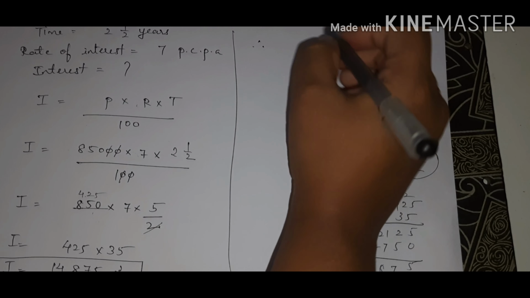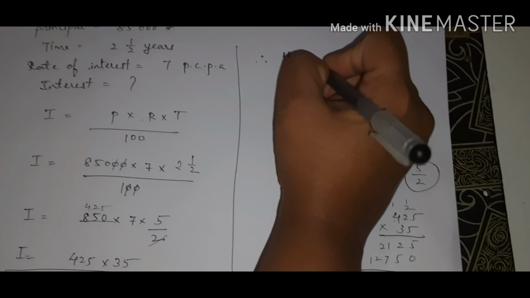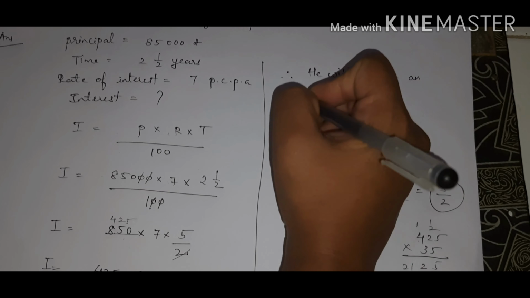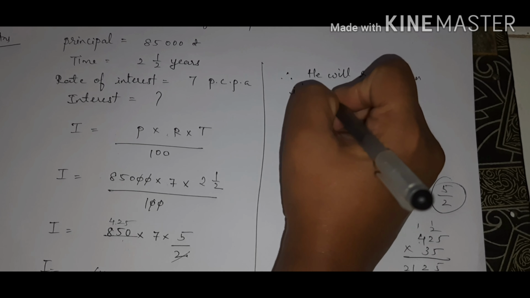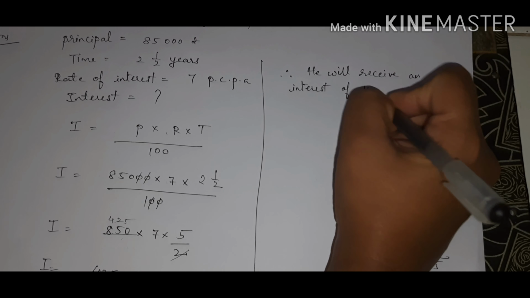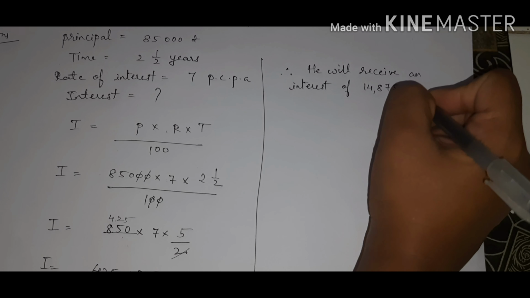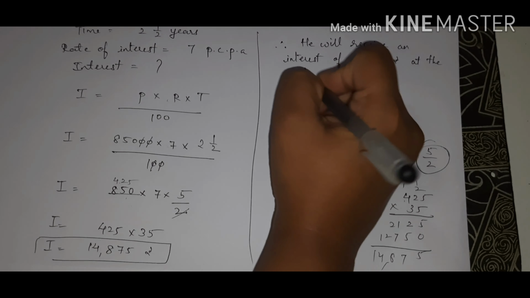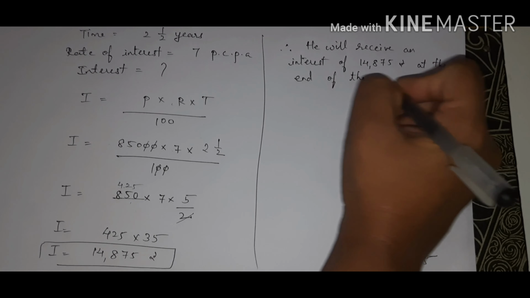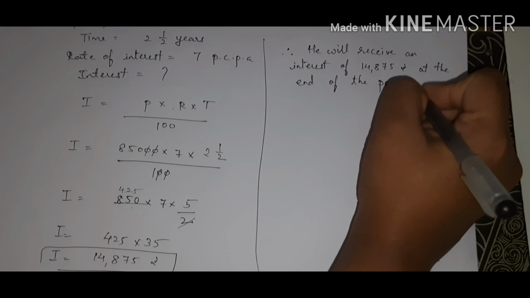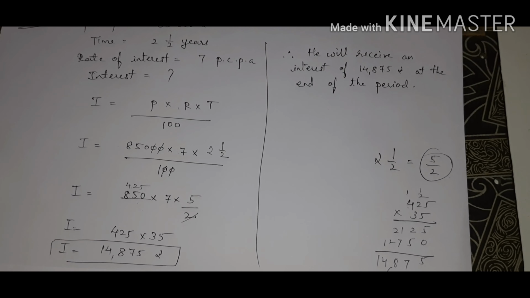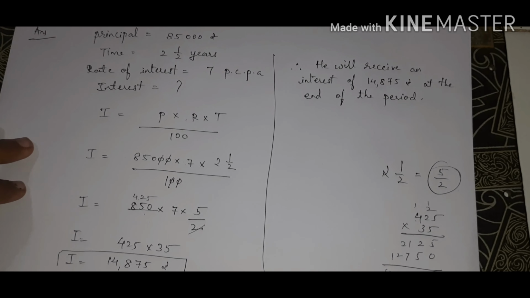So what total interest will he receive? Therefore, he will receive an interest of 14,875 rupees at the end of the period. So here we have finished our third sum. Let's move to the fourth sum.